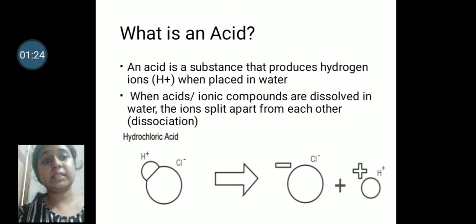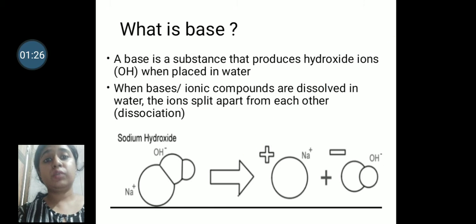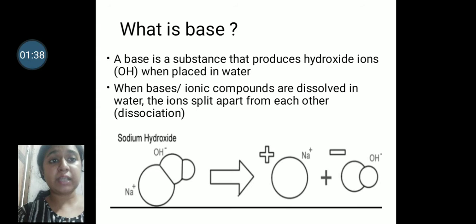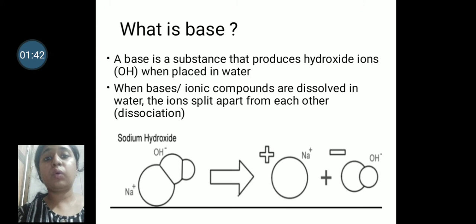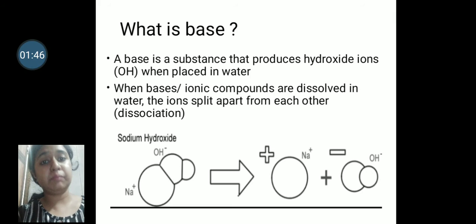Now let's see what a base is. A base is a substance that produces hydroxide ions. In this reaction, when NaOH is added into the water, the ions split apart from each other and OH- ions start to be produced. Whenever a substance produces OH- ions, it is known as a base.